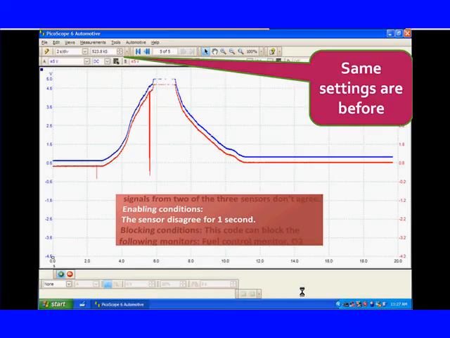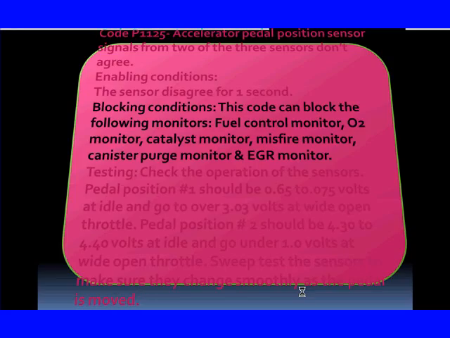There's no codes, there's nothing wrong. So don't assume it's going to be wrong. Now, we're getting back to our code. If we have codes, it can block some other things. We bring up blocking conditions constantly because people frequently ignore them.